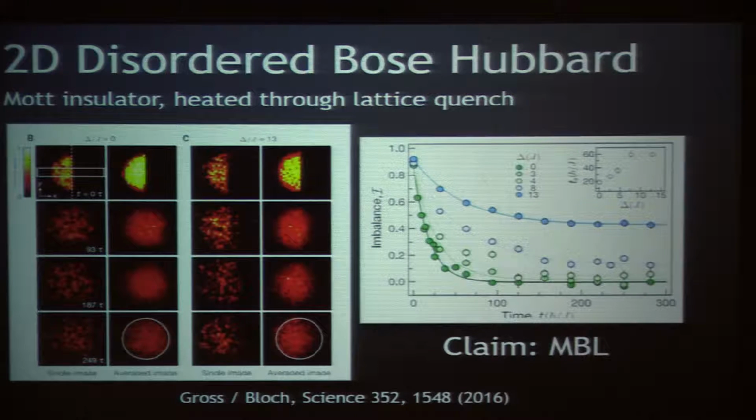Any other questions about this? This is an important experiment which was just published. This is a paper you should read and think about, see what you think about it. Yes?